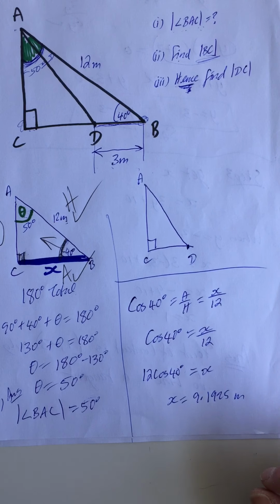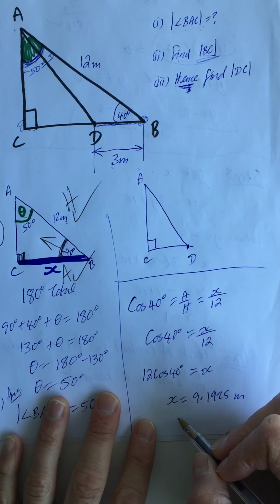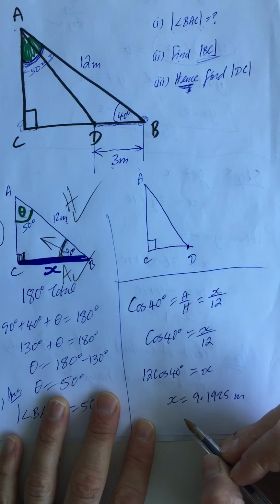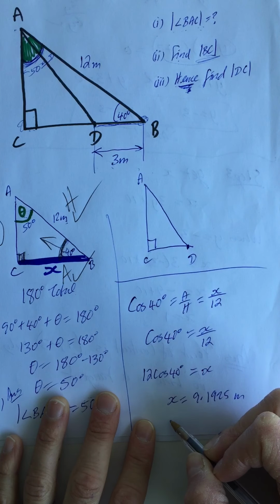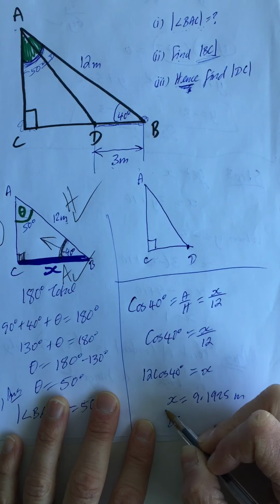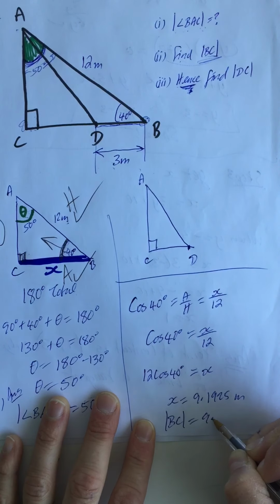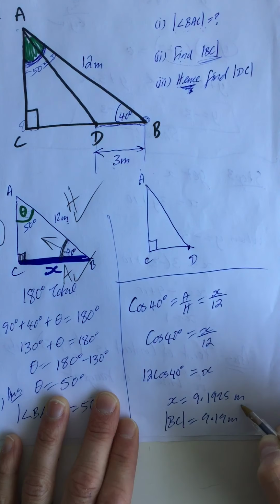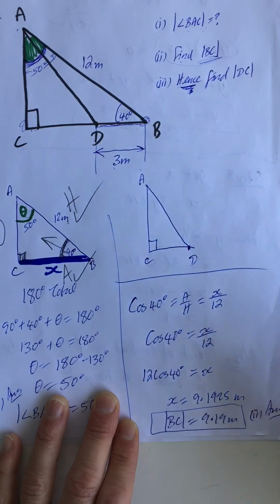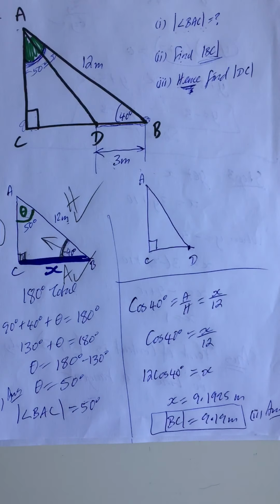Now, if the question tells you the amount of decimals they want, you do what it asks. In this particular case, they didn't give me any decimal points. So I'm going to go to one decimal place. Actually, I'm going to go 2 decimal places. I'm going to say that the distance x, which is B to C, is 9.19 meters. So there's my answer for part 2. I've just worked out B to C.